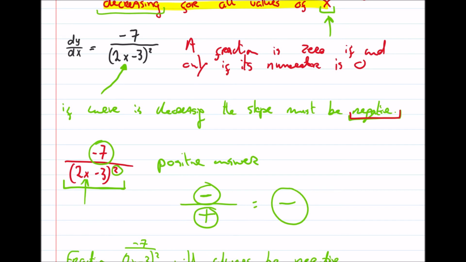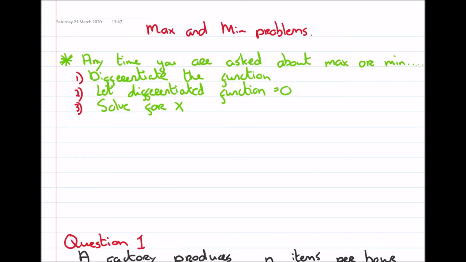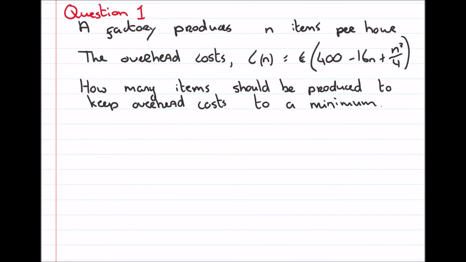Okay, and that's that done. Now we're going to look at some maximum and minimum type problems. They're kind of practical problems. Remember, anytime we're asked about a maximum or minimum problem, first thing is we differentiate the function. Second thing, we let the function equal 0. And the third thing then, we use that to solve for x. These questions look a lot harder than they are.